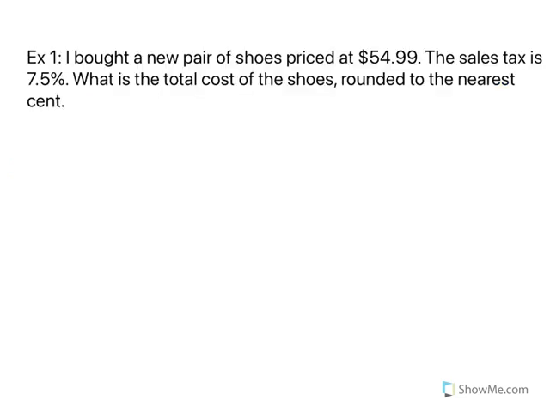Let's do an example. I bought a new pair of shoes because, let me tell you, I love shoes. So I bought some shoes priced at $54.99. The sales tax is 7.5%. What is the total cost of the shoes rounded to the nearest cent? All right, so we know the price of the shoes, right? So this is the original price. We know the percent, so this is the sales tax percent, the 7.5%.